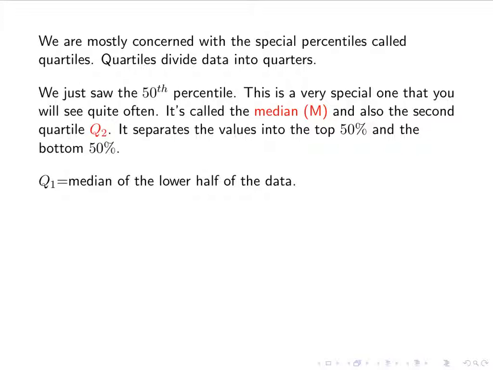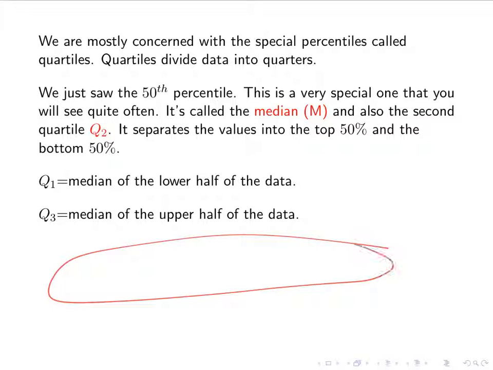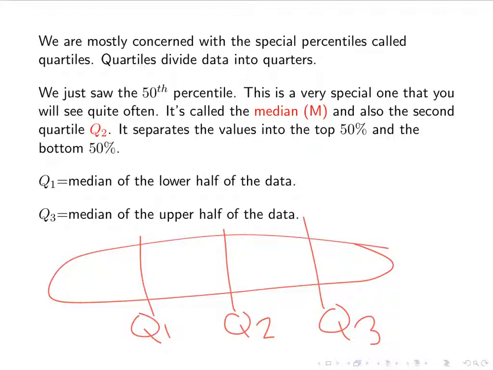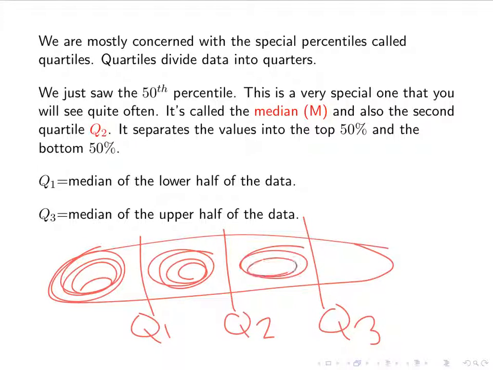Q1 is the 25th percentile, the first quarter, which is equal to the median of the lower half of the data. Q3 is the 75th percentile, or the third quarter, and that's the median of the upper half of the data. So we have some data, and we divide it into fourths. Here's Q1, Q2, Q3. So 25% of the data is over here, 25% here, 25% here, and 25% here. Okay, so that's what we're going to focus on.